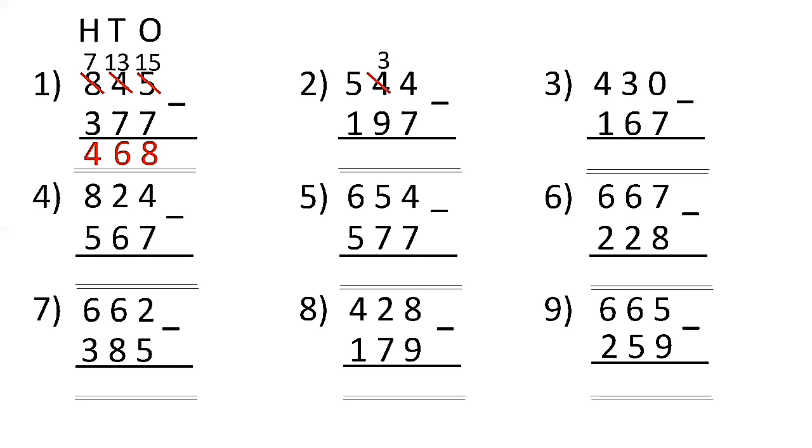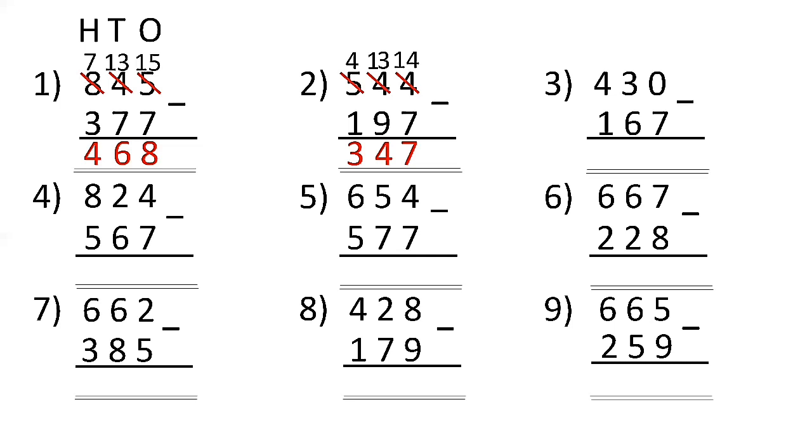Cancel 4 becomes 3. And 4 becomes 14. 14 minus 7, that is 7. 3 minus 9 cannot be, so we need to borrow in the hundreds place. Cancel 5 becomes 4. 3 becomes 13. 13 minus 9, that is 4. And 4 minus 1, that is 3. So our answer here is 347.